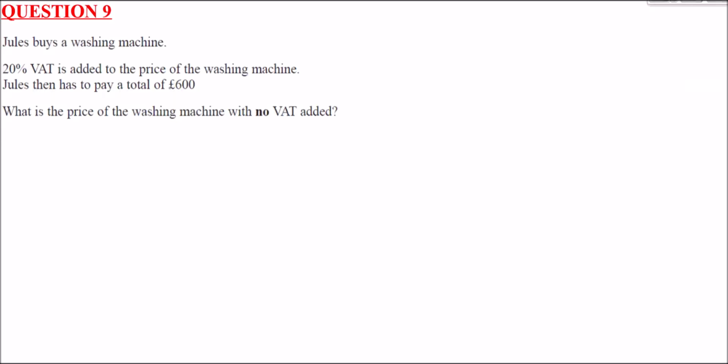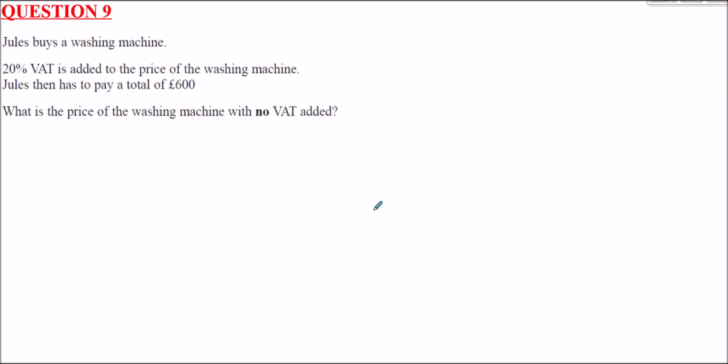Question 9 is what we tend to call a reverse percentage question. So Jules buys a washing machine. 20% VAT is added to the price of a washing machine. She then has to pay a total of £600. What was the price of a washing machine with no VAT added on? So here we're told what the final price is, and we need to work out what the actual amount was before this percentage was added on. So I'm going to talk you through a few ways of doing this.